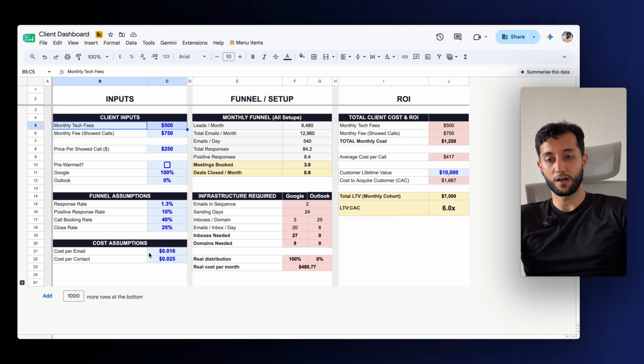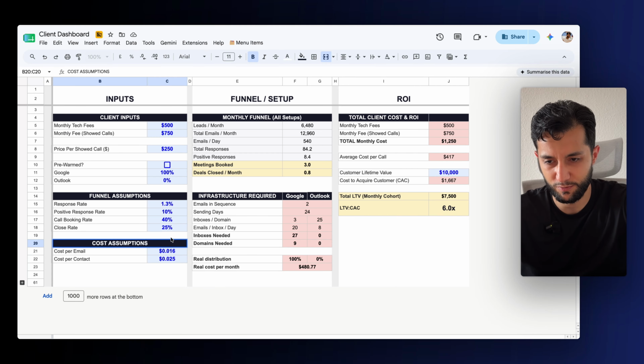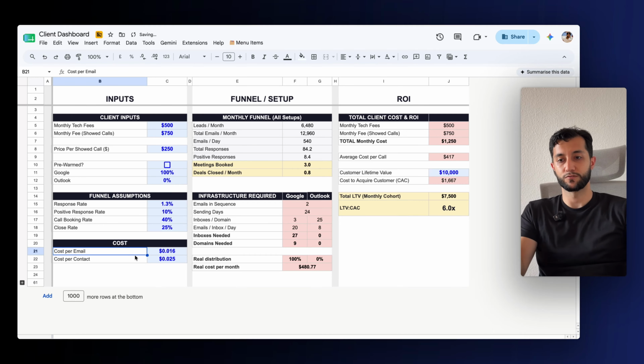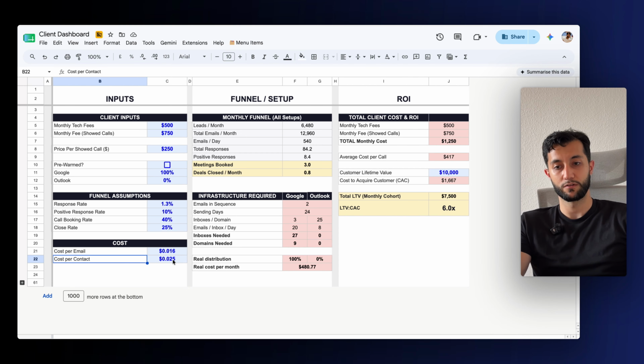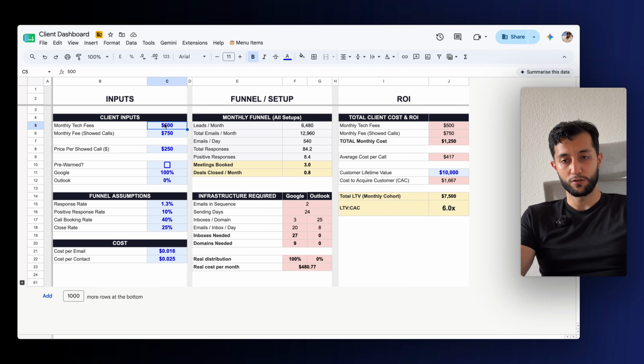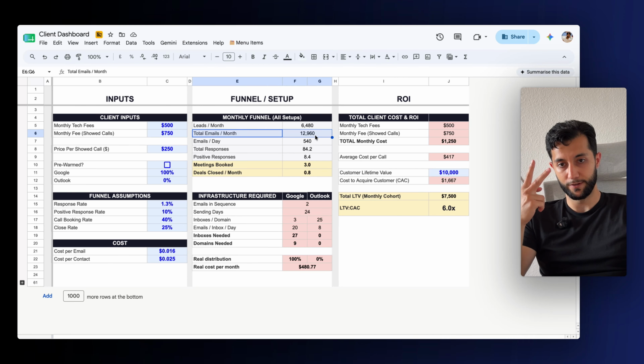Now, these tech fees are very transparent. These are not assumptions. These are actual costs. This sheet is pretty new, so I was just experimenting around. So the cost pretty much was like 1.6 cents, and the cost per contact reached out 2.5 cents. So $500 will get you 6,500 leads a month. That's almost 13,000 emails per month if we send each person 2 emails, right? That's 540 emails a day.